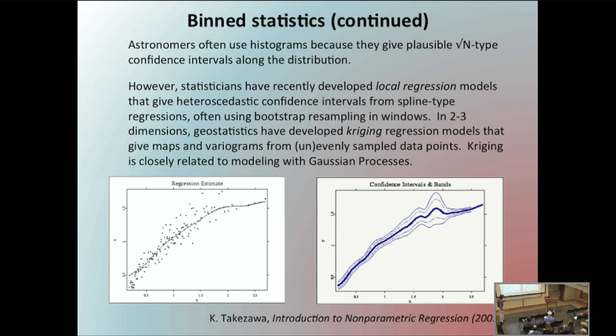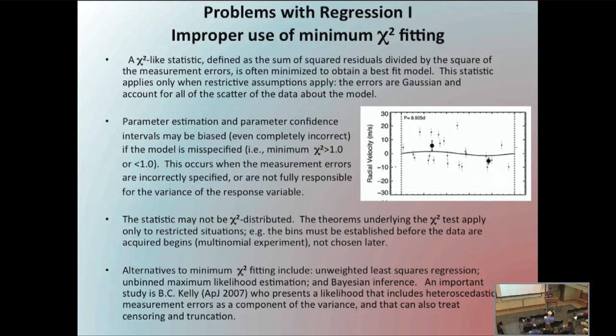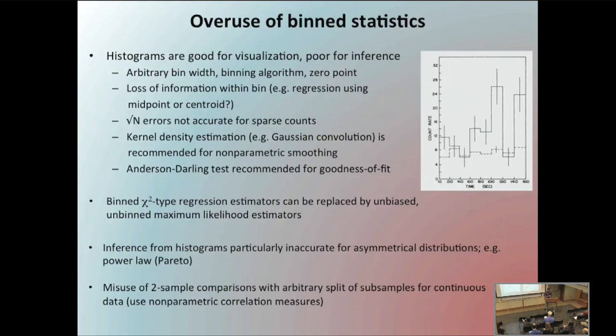Here's an example. There are 5 books written in the last few years on non-parametric regression that I know of, and this is one of them. By the way, chapter 1 is histograms, and chapters 2, 3, 4, 5, 6, 7, 8, 9 are the newer methods. Okay. Any comments then about overuse of binning, histograms, or other forms of binning?